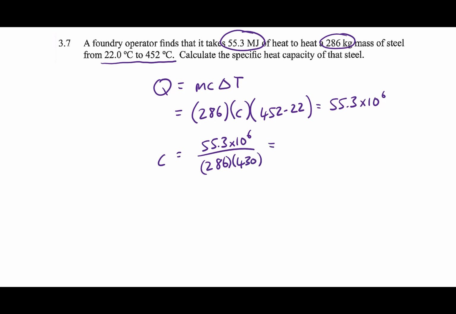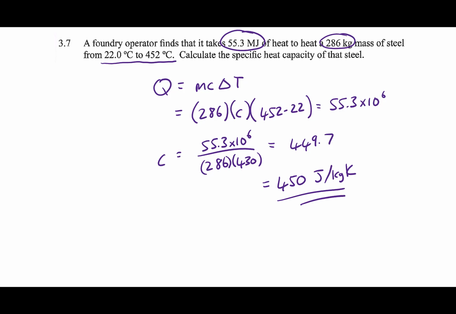And when I put that in my calculator, I'm going to get 449.7, three significant figures, so 450 joules per kilogram Kelvin. So that's your standard calculation for any sort of specific heat determination.